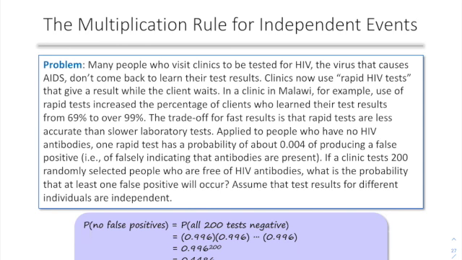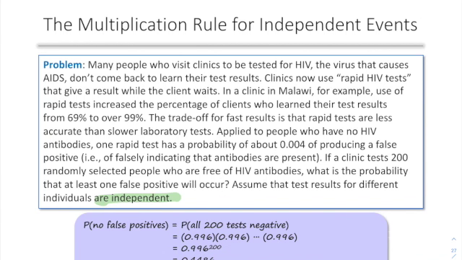Applied to people who have no HIV antibodies, one rapid test has a probability of about 0.004 of producing a false positive. If a clinic tests 200 randomly selected people who are free of HIV antibodies, what is the probability that at least one false positive will occur? Assume that the test results for different individuals are independent. So it's key here that it tells us they're independent, but we can also assume that each test would be independent of another because we're trying them on different individuals.